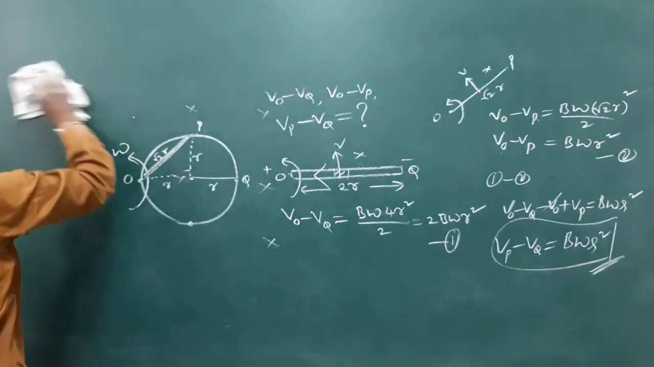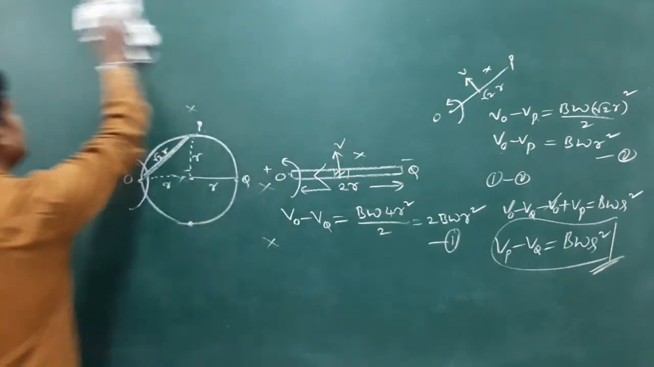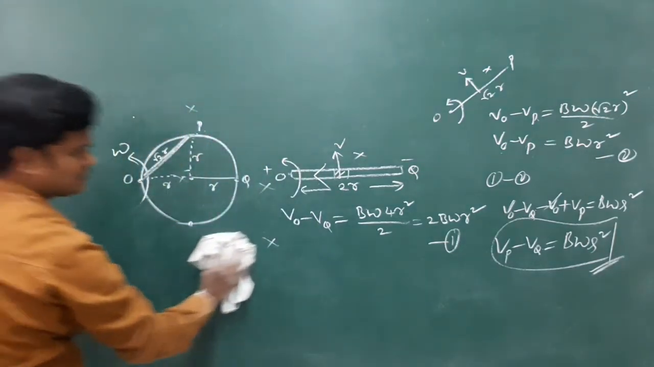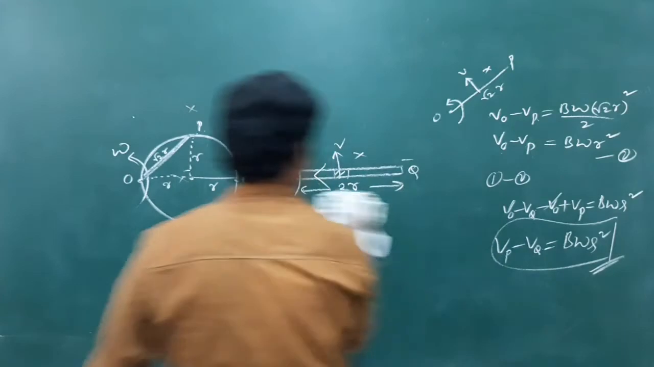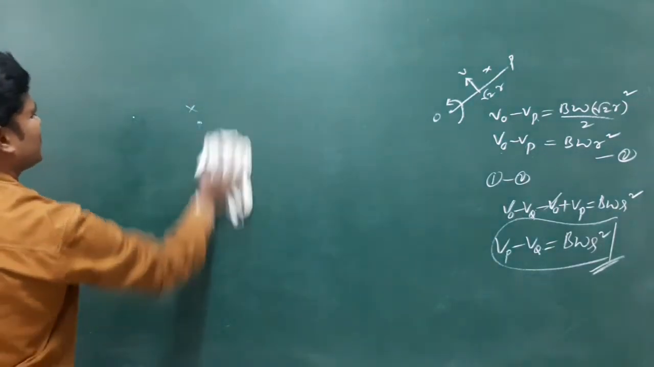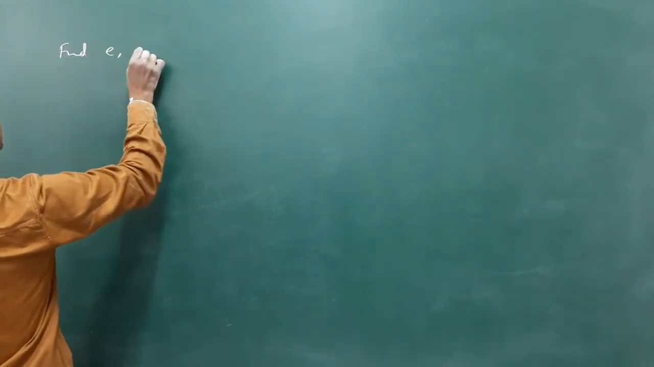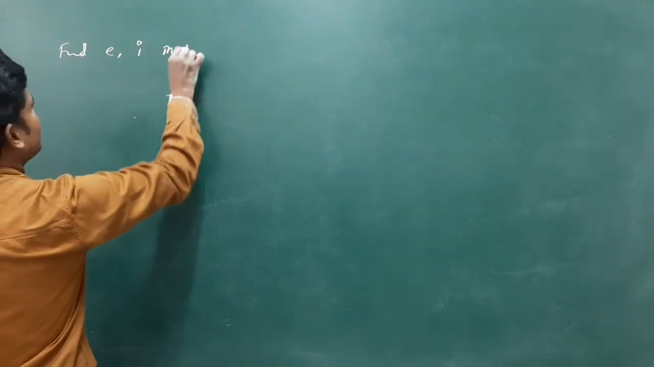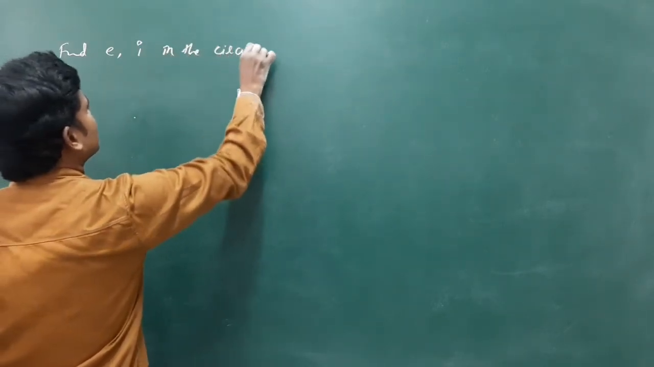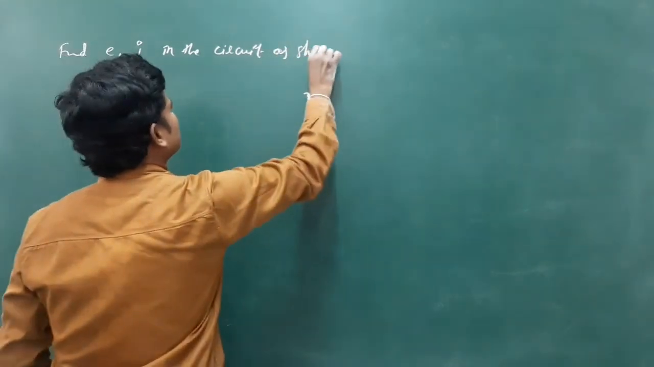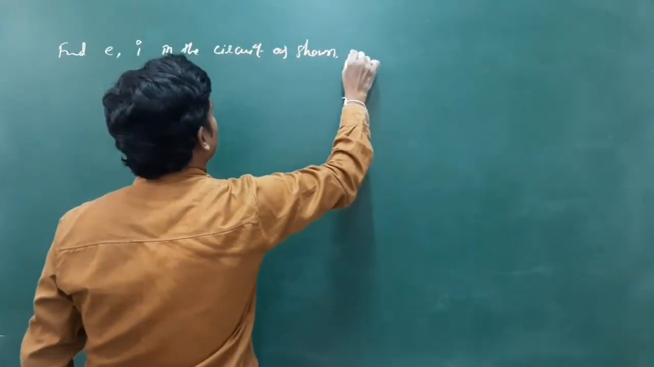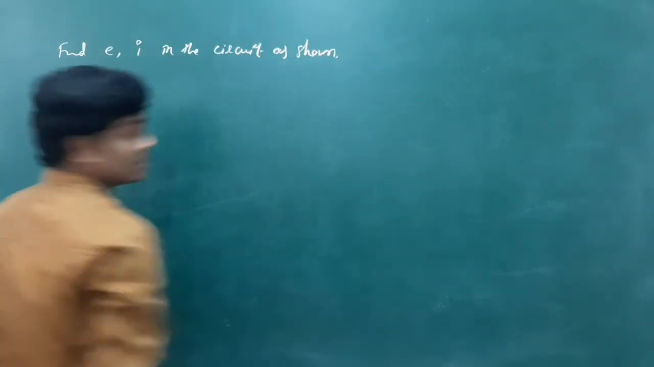So up to now we covered motional EMF in a rotating rod. Now let me give one general question based on induced EMF and induced current. One simple circuit I am going to give. Find the induced EMF and induced current in the circuit as shown, and find the direction of the induced current also.